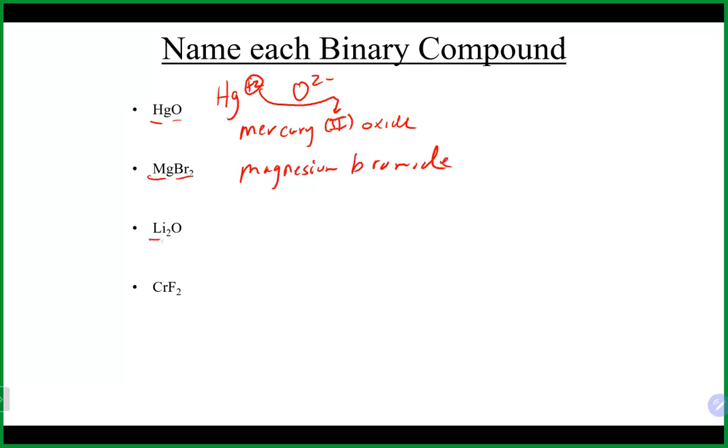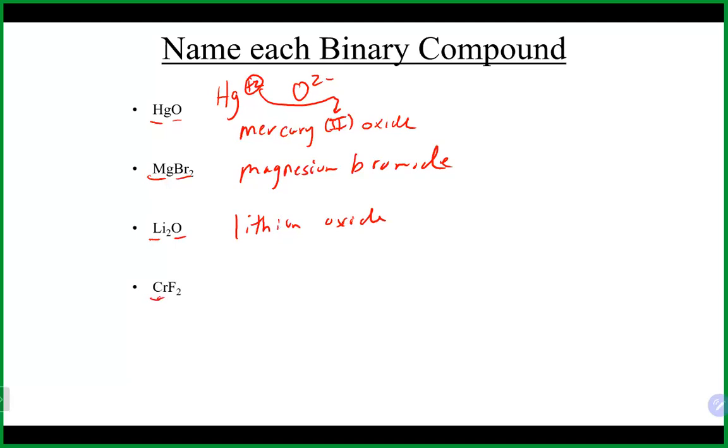Here we look at Li, which is lithium, which is group 1, and oxygen, which is a non-metal. So lithium, which is group 1, falls under type 1, so I do not need a Roman numeral here. So that's going to be lithium oxide.